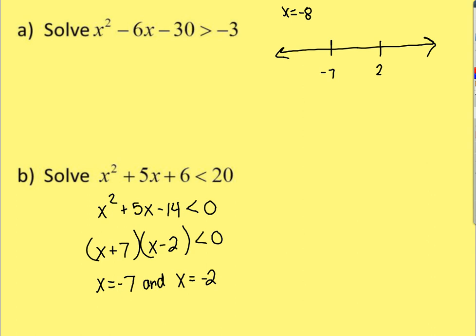We need an x value that's between negative 7 and positive 2. So let's let x equal 0. And we need a value that is greater than 2, so let's use 3. So we're going to take our function, and we're going to substitute in the x values we selected. So let's substitute in negative 8 first.